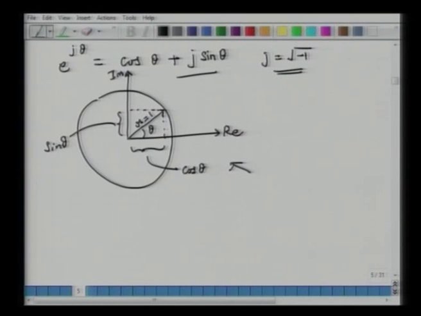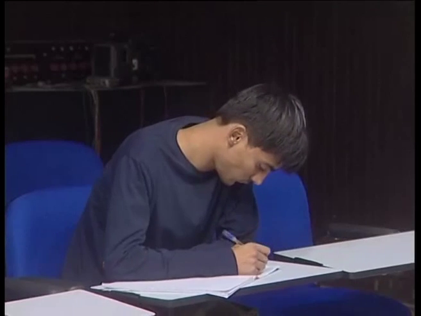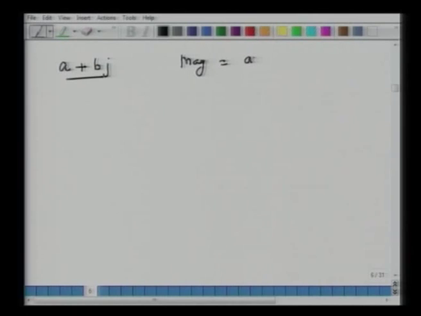So understanding this picture, we can then generalize that if I have any complex variable of the form a plus bj, I am able to represent it in such a form. How do we do that? So again, let's say there is a complex number a plus bj, and if I have to represent it graphically, then the length of the radius will be the magnitude of this variable. So magnitude is the square root of a square plus b square. Similarly, the angle or the value of theta will be such that it is tan inverse of b over a. So this is my theta.